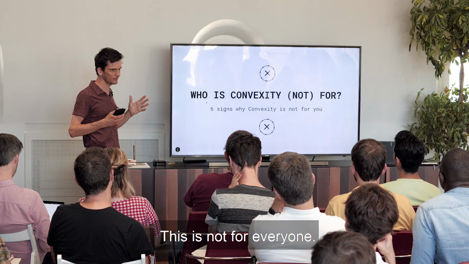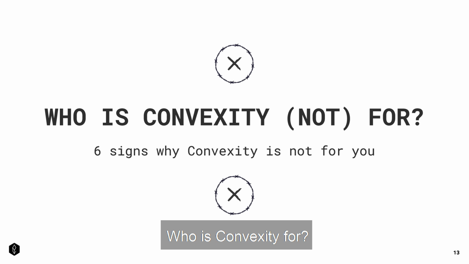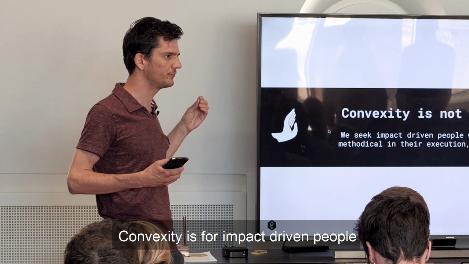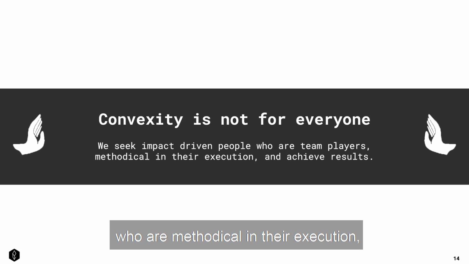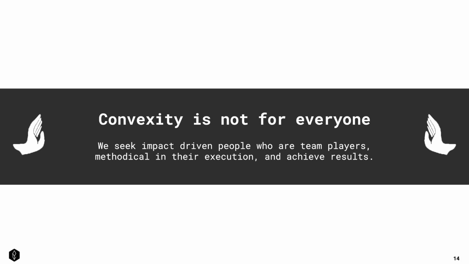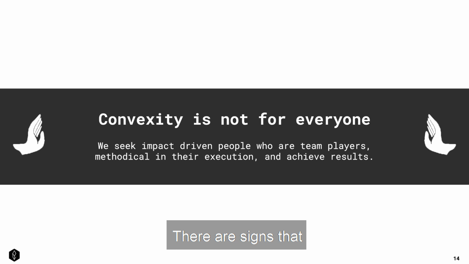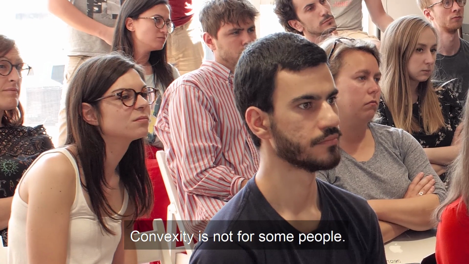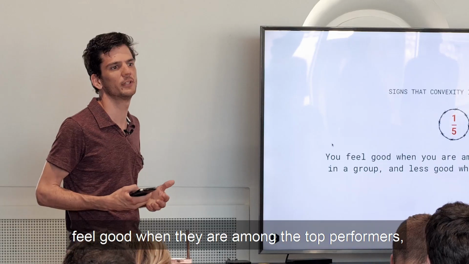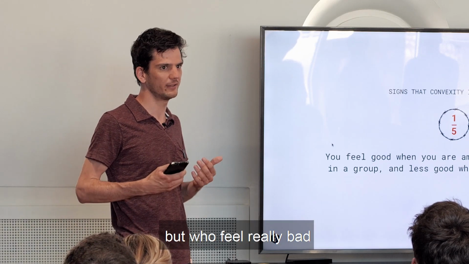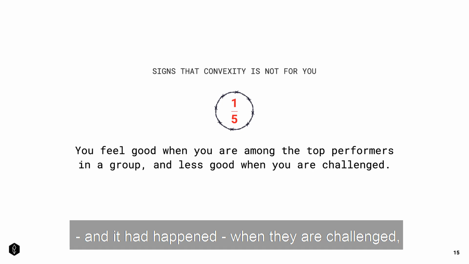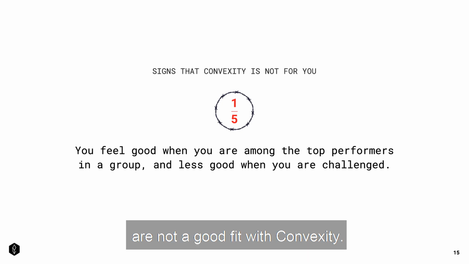This is not for everyone. Who is convexity for? So convexity is for impact-driven people who are good team players, who are methodical in their executions, who know how to achieve results. For example, there are signs that convexity is not for some people. For example, some people who feel good when they are among the top performers, but who feel really bad, and it has happened, when they are challenged, are not a good fit with convexity.